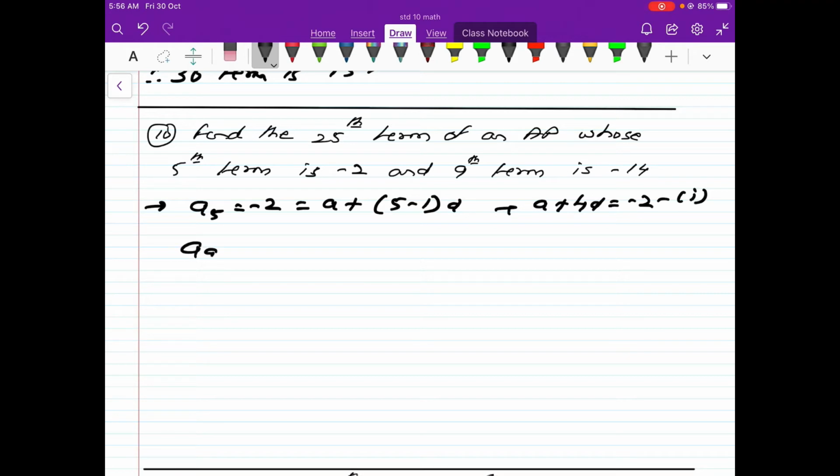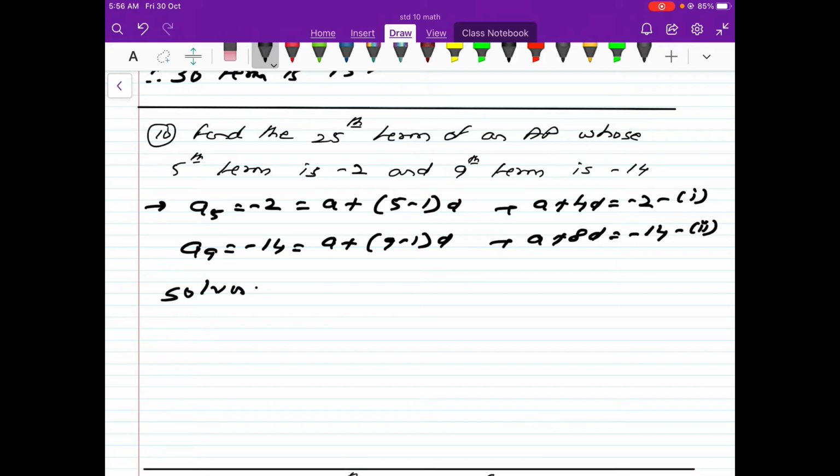Similarly the 9th term. So a9 is equal to minus 14. This is nothing but a plus, for the 9th term, n minus 1 into d. So it becomes a plus 8d is equal to minus 14. Now what do we do? We will solve equations 1 and 2. So solving equations 1 and 2, what do we get? a plus 4d is equal to minus 2 and a plus 8d is equal to minus 14.